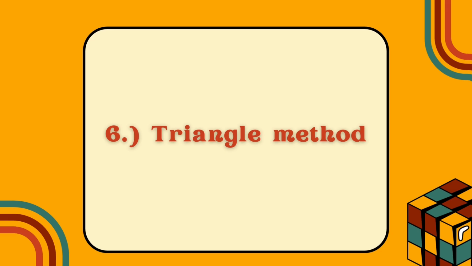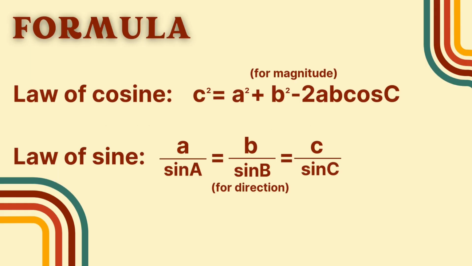For our sixth topic, the triangle method. For our formula, the law of cosines: c squared is equal to a squared plus b squared minus 2ab cos C, for magnitude, and the law of sines: a over sin A is equal to b over sin B is equal to c over sin C, for direction.